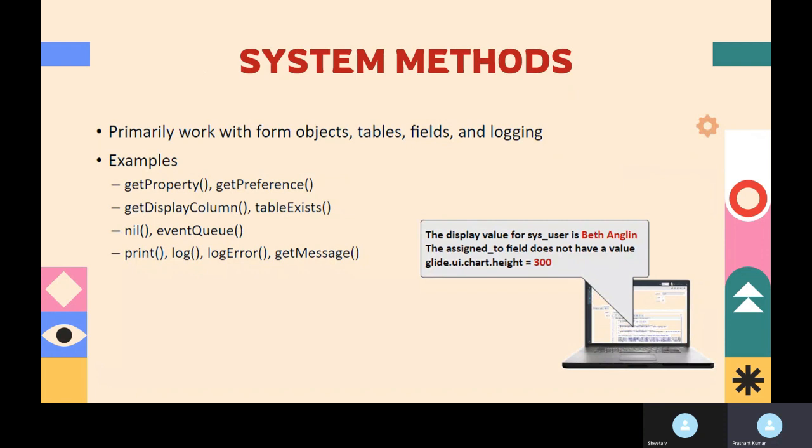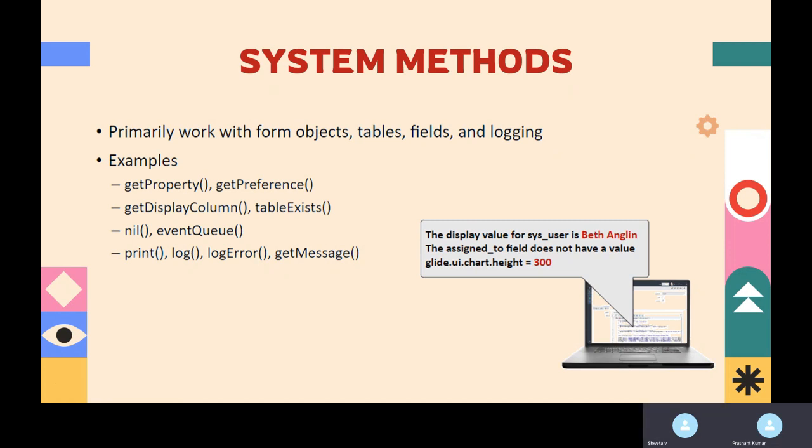Now we will see some system methods. We have a lot of system methods; those are just examples. We primarily work with form objects, tables, fields, and logging. With form objects, we would be having form objects like current and previous for server side.